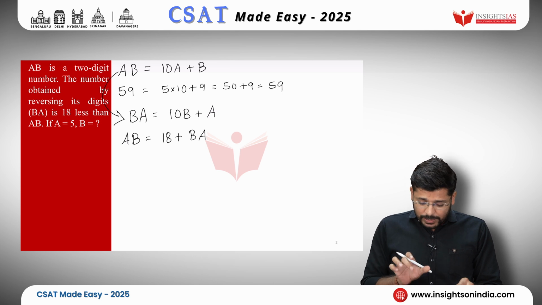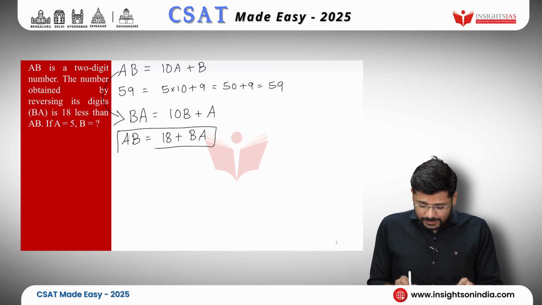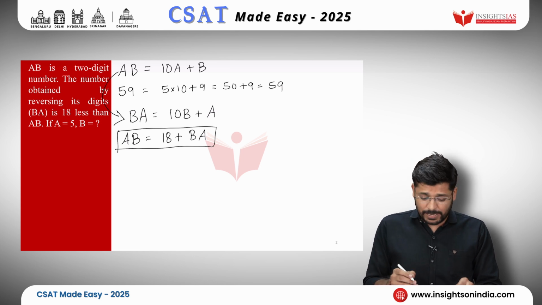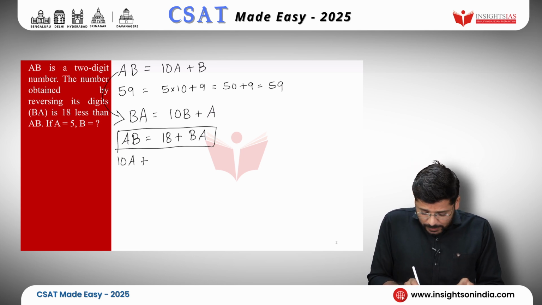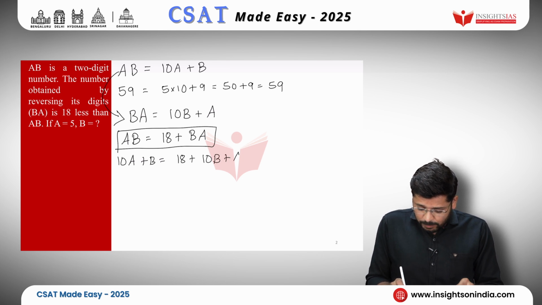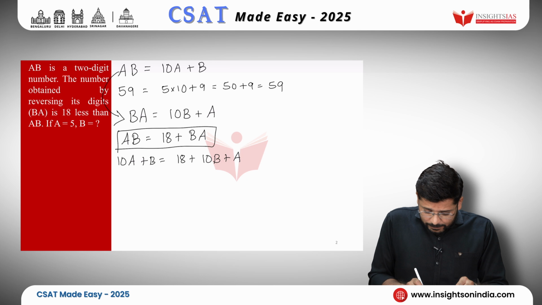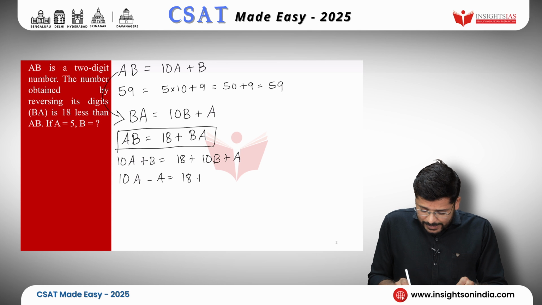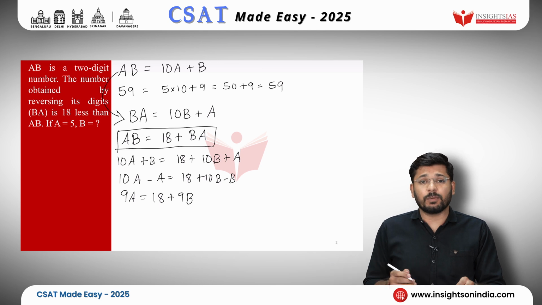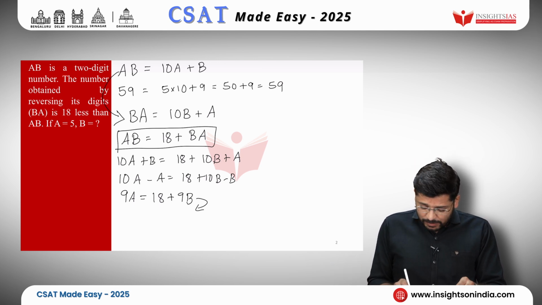Now in this equation, we shall substitute the values of AB and BA. So you will get 10A plus B is equal to 18 plus 10B plus A. Now we shall take A's one side and B's one side. We get 10A minus A is equal to 18 plus 10B minus B. So you will get 9A is equal to 18 plus 9B. Now here all the terms are divisible by 9. So let's divide the entire equation by 9.